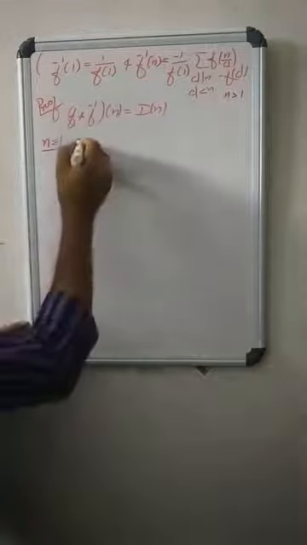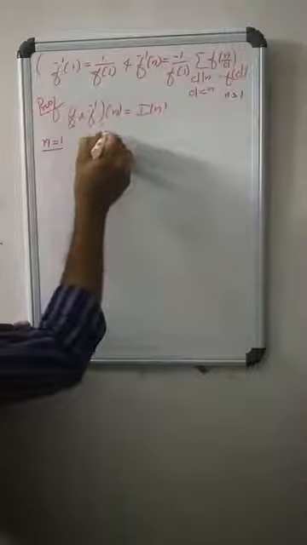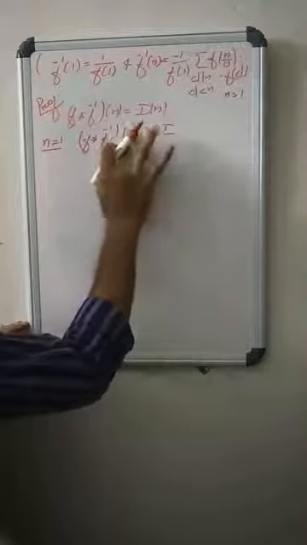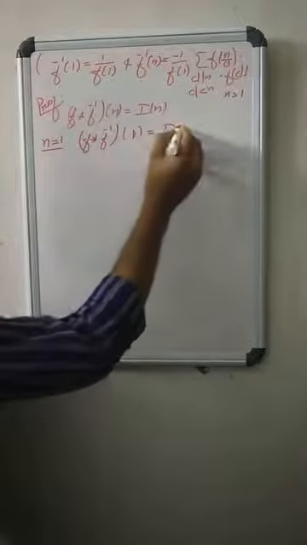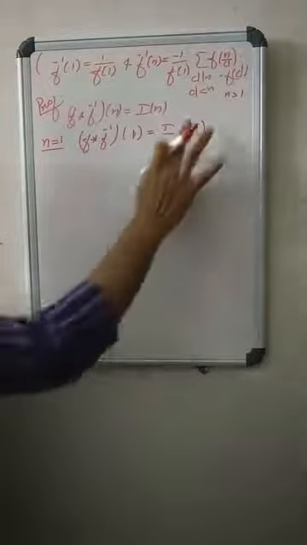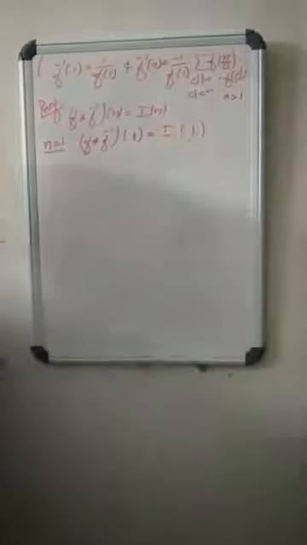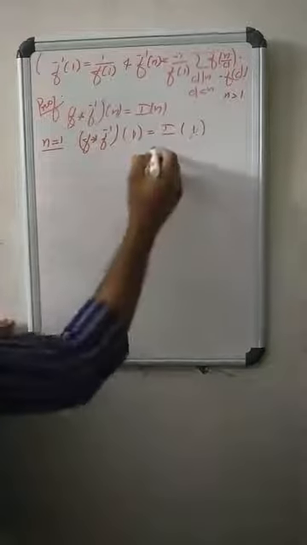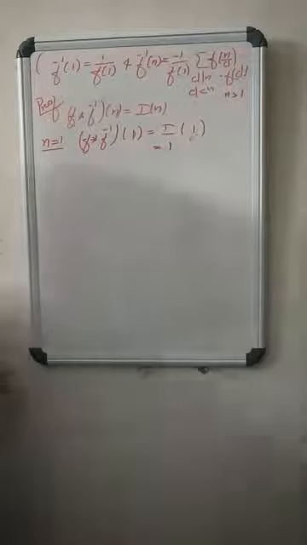Why? Consider this equation f star f inverse of n. When n equals 1, it is f star f inverse of 1 equals I of 1. What is I of n? I of n is the greatest integer less than or equal to 1 by n. So I of 1 equals 1 itself.